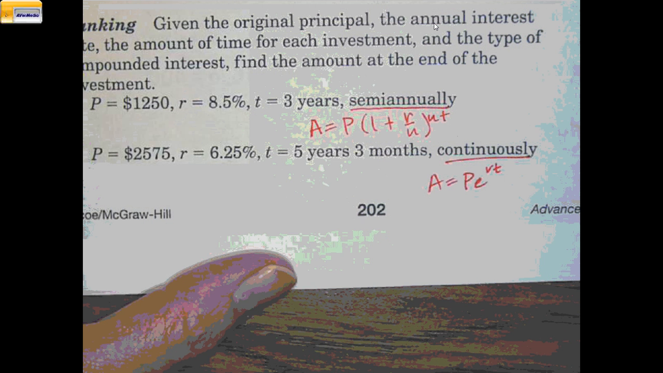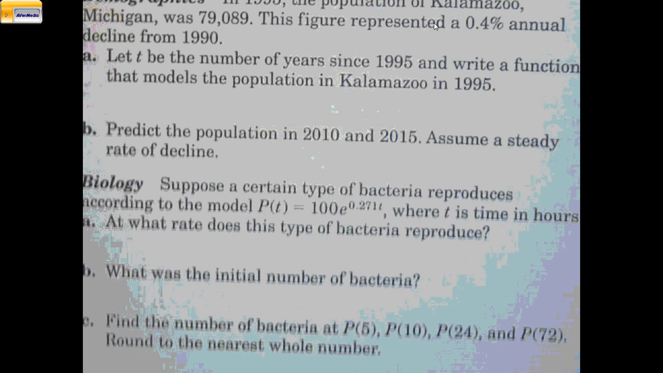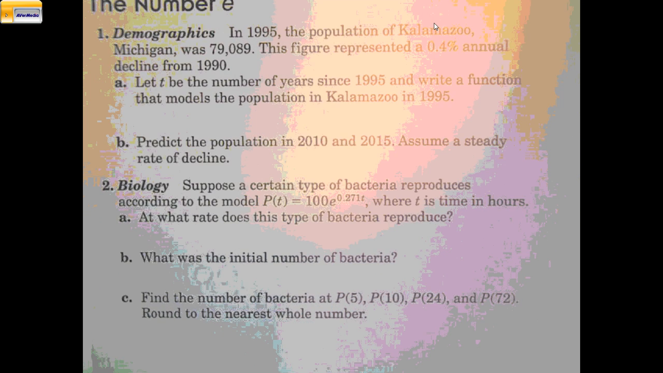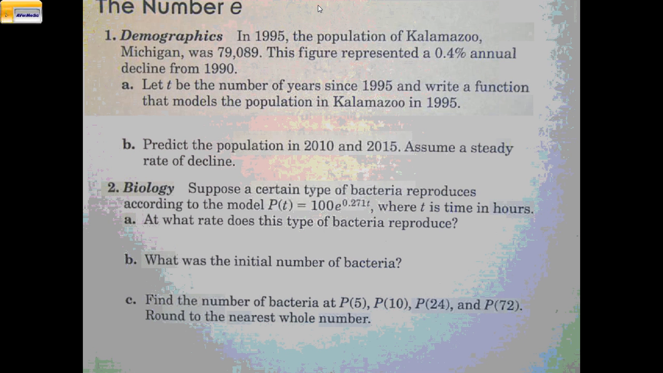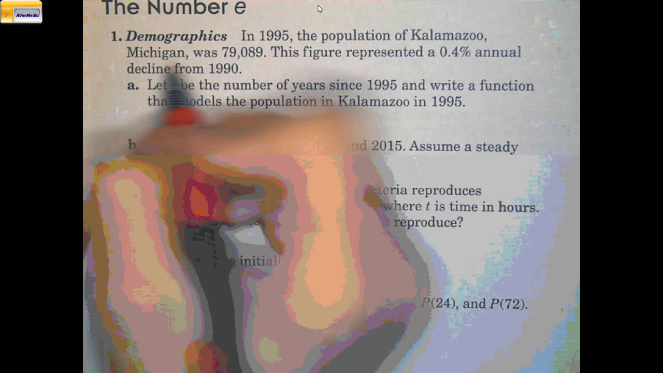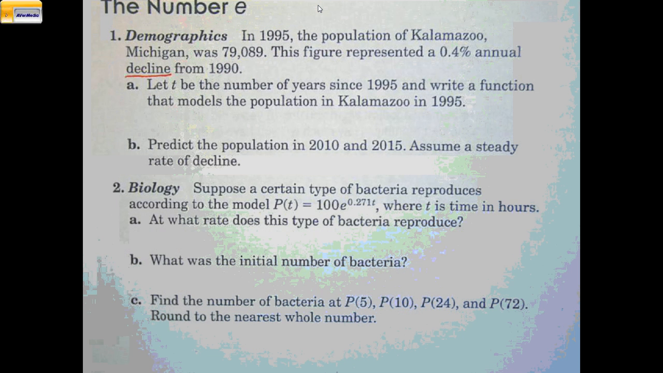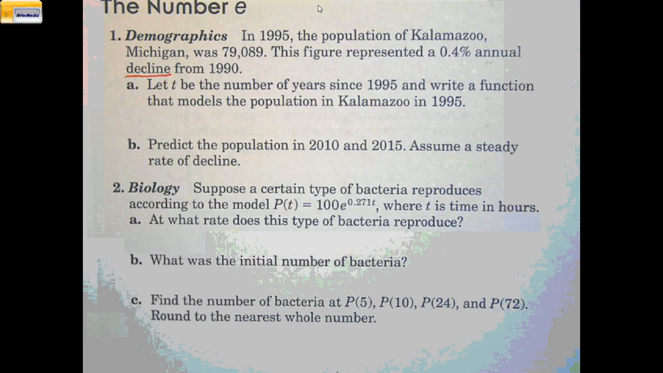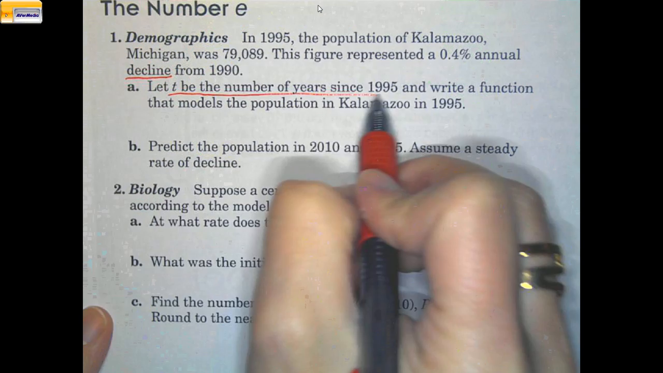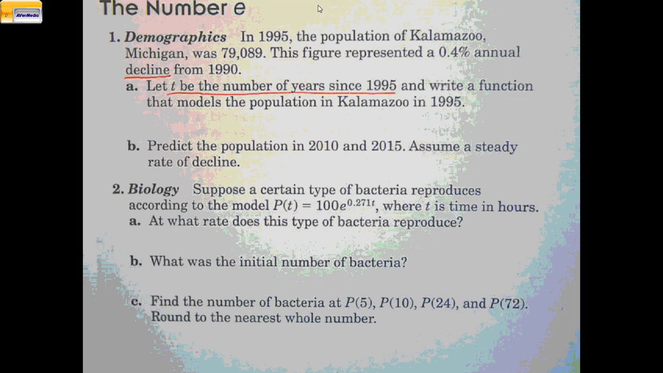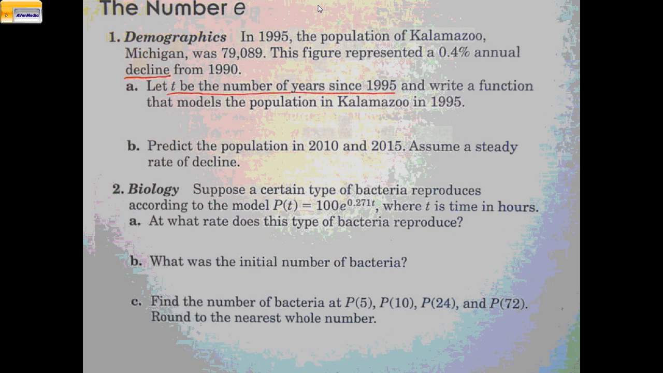Hang on, we're almost there. Okay. Number 1, demographics. In 1995, the population of Kalamazoo, Michigan was 79,089. This figure represented 0.4% of an annual decline, watch that word, from 1990. Let T be the number of years since 1995, that's also kind of a big deal. And write a function that models the population of Kalamazoo in 1995.